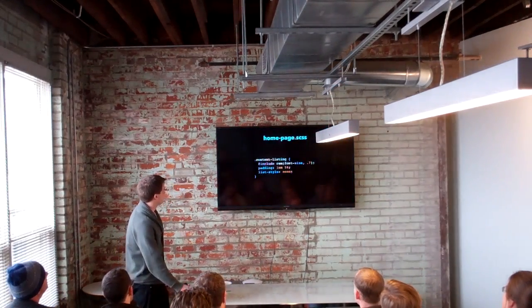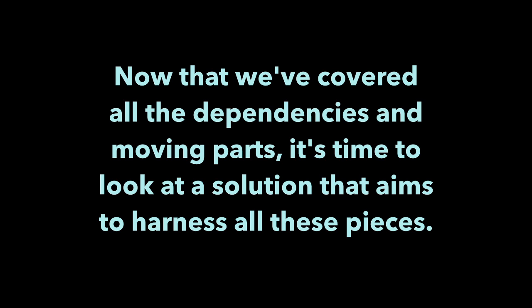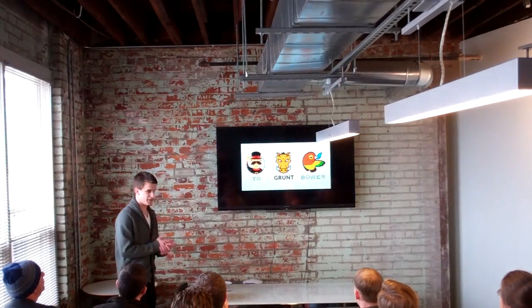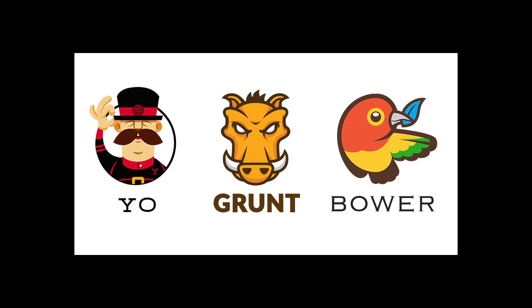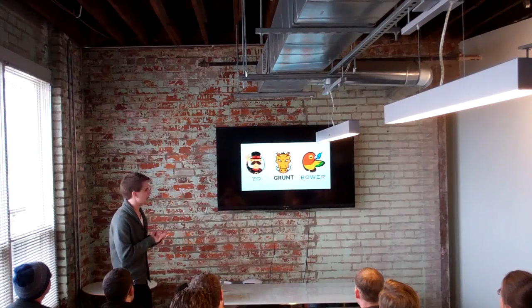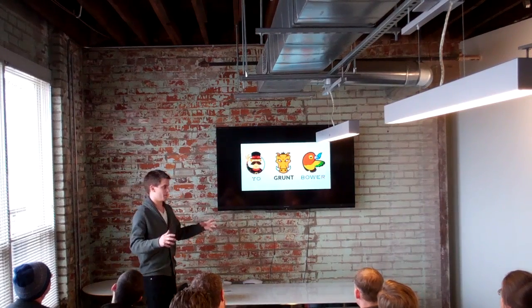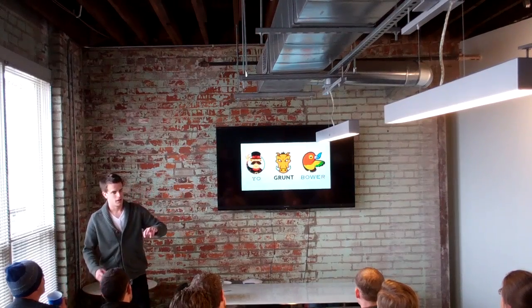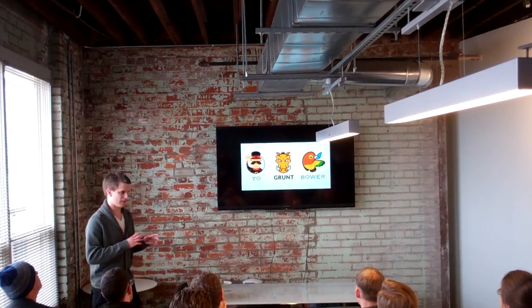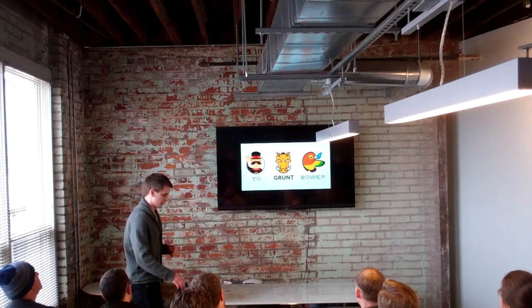Okay. So, all right, we've covered the moving parts. Now I'm just going to look at a solution that harnesses all these pieces together. I've already tipped my hand, but Grunt's involved. Shocker. But this is something that's kind of recent. I decided Yeoman has come a long way. Let's take a look at that and see what it can do for us. Yeoman's awesome because it packages up Grunt and Bower and makes them work together really nicely and takes some of the pain away of managing all that.